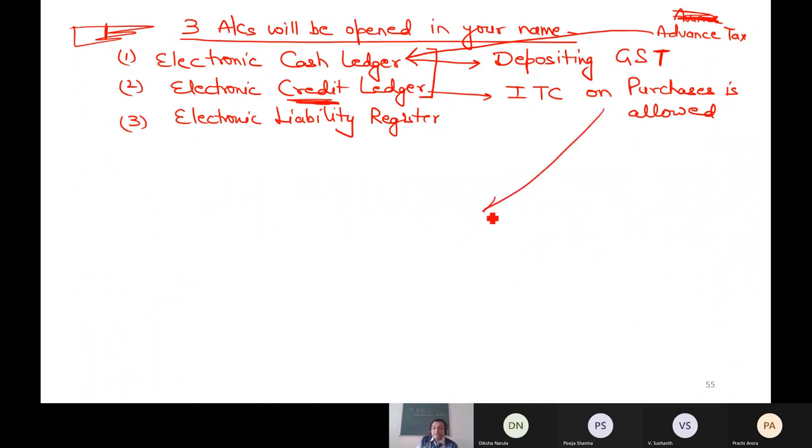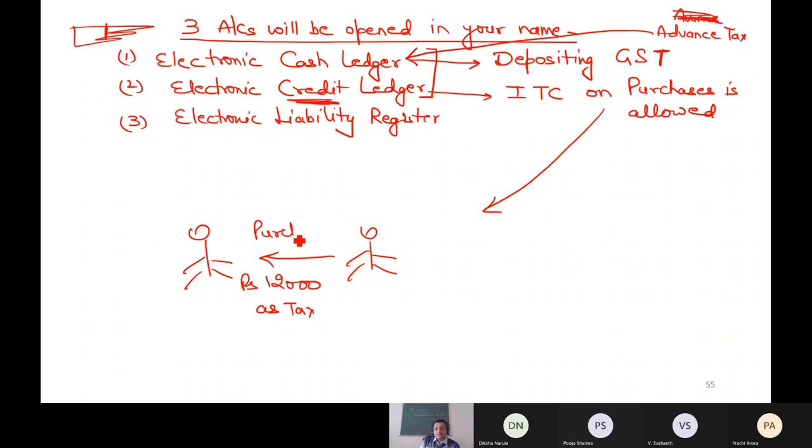Basically, what is this? For example, today I have purchased something from this person and I paid him rupees 12,000 as tax on my purchase. So right now I am a purchaser. This person purchases, but this person will further sell also, for example. So this person becomes seller.